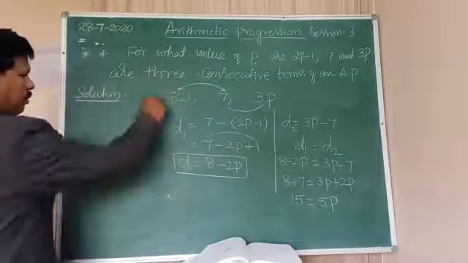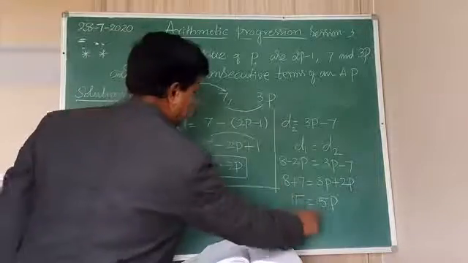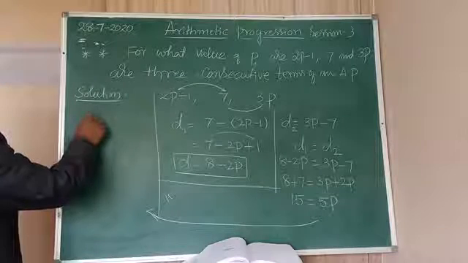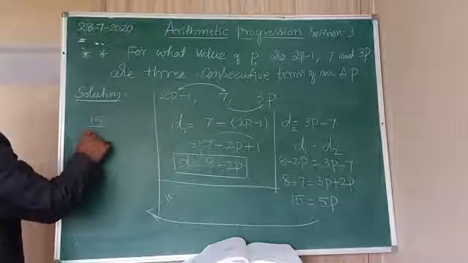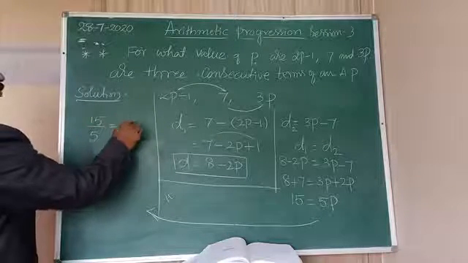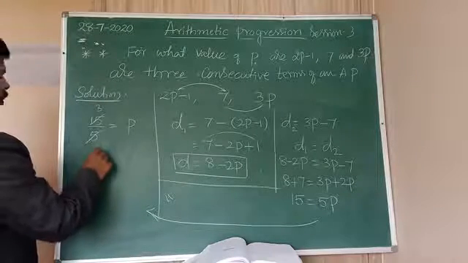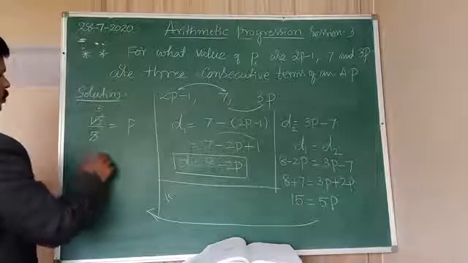Clear? Now next, on this side, 15 by 5 equals p. Then 5 ones are 5, 5 threes are 15. p is equal to 3.